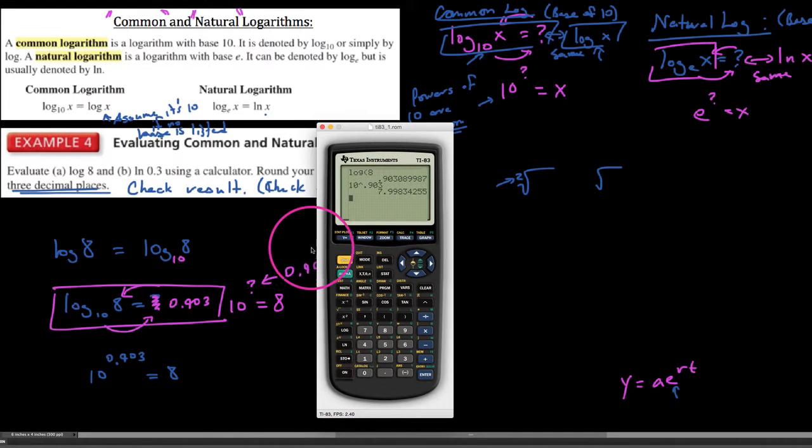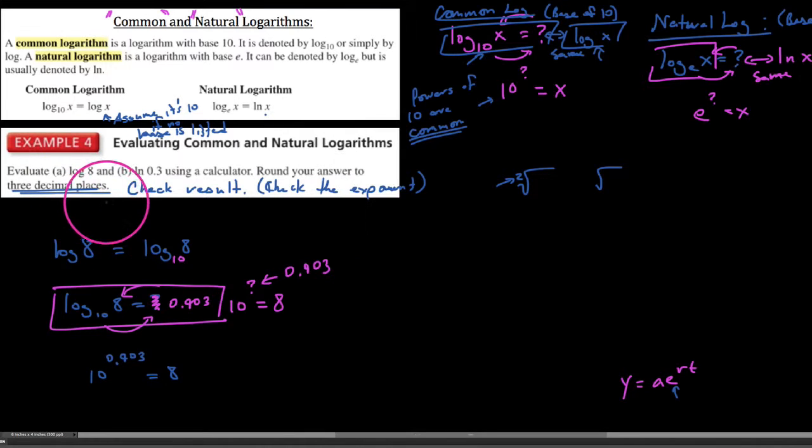And why don't we get exactly 8? Well, we don't get exactly 8 because we rounded off our exponent. If we had taken the entire exponent, then we would have gotten 8 exactly. So this is going to allow us to evaluate common logs as well as natural logs. And so let's look at letter B here.